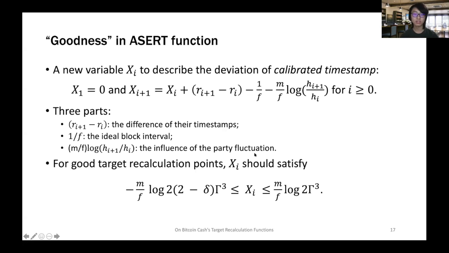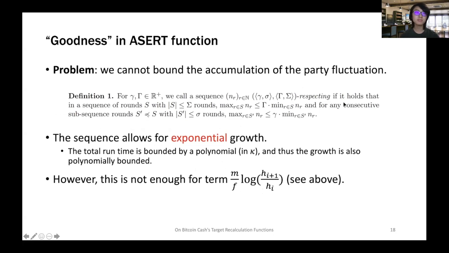And we can also convert the timestamp range in the previous slide to a condition that this random variable should satisfy. This means that as long as the random variable satisfies this condition, this goodness property is never broken. So here we have some problem: we cannot bound the accumulation of the party fluctuation, which is the third term in the previous slide.